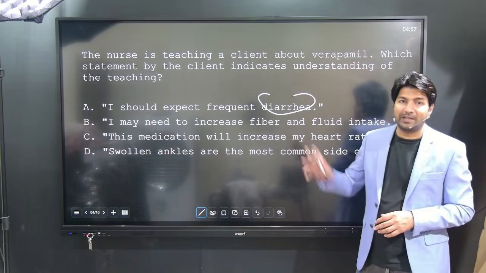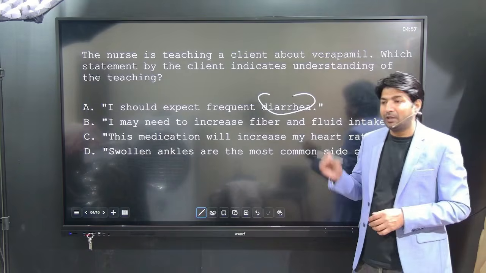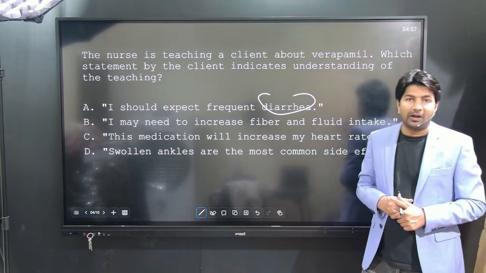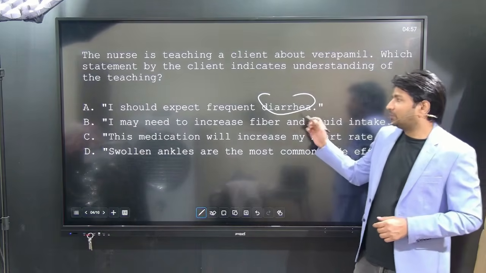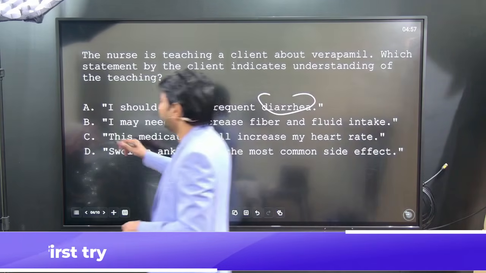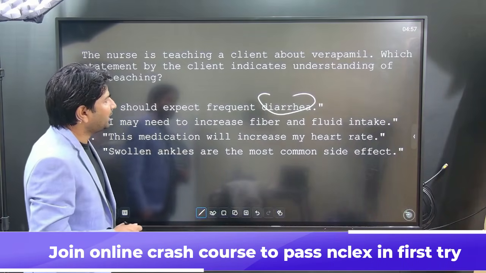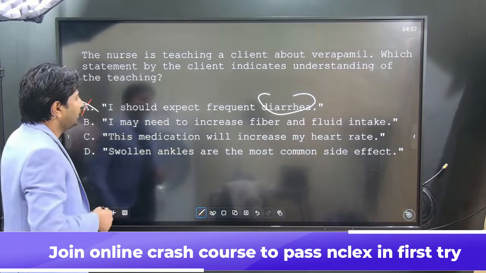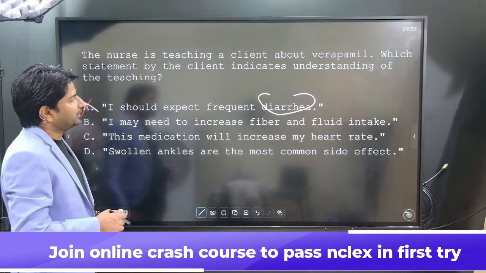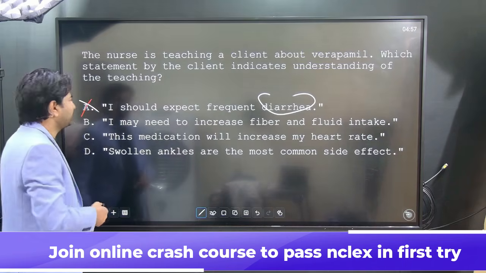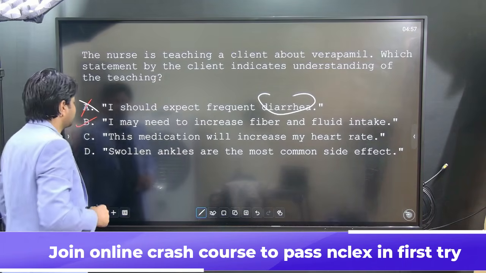If a patient is taking a calcium channel blocker, and this is especially seen with Verapamil, there will be constipation but no diarrhea. So this is an incorrect statement. "I may need to increase fiber and fluid intake." Yes, if the patient has a chance of constipation, then we need to increase fiber and fluid intake to prevent that constipation. This is the correct statement.